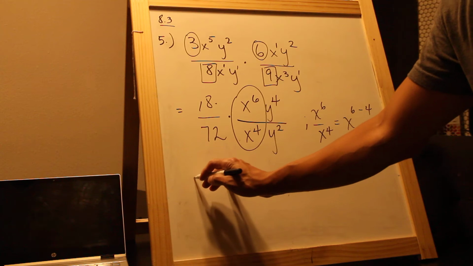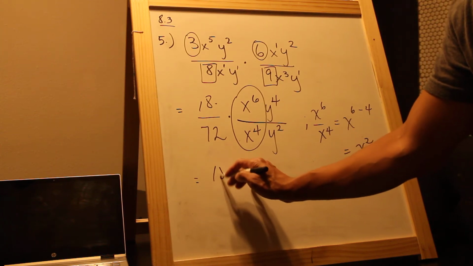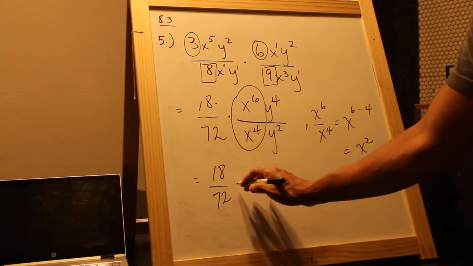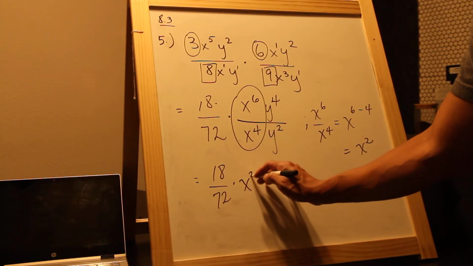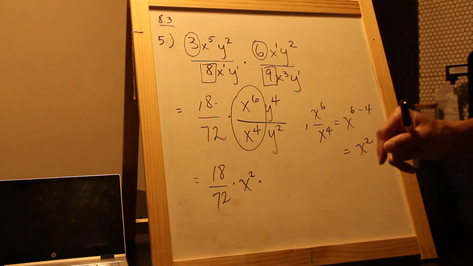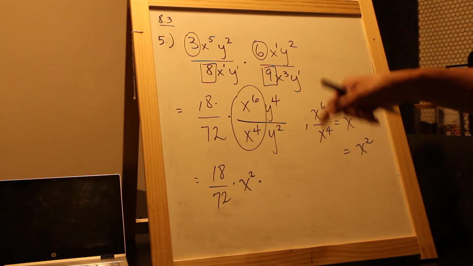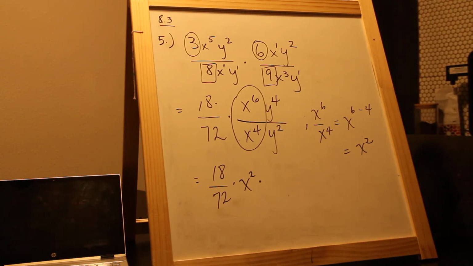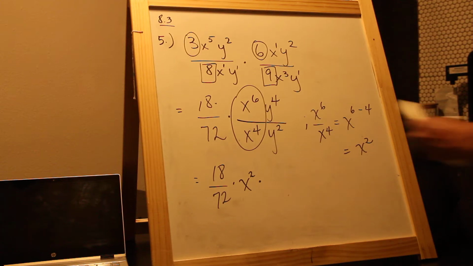So it'll look something like this. You have 18 over 72. You'll reduce that fraction. It'll be times x squared. Then times whatever y to the 4th over y squared would be. Okay? So that's the first part here to help you out.